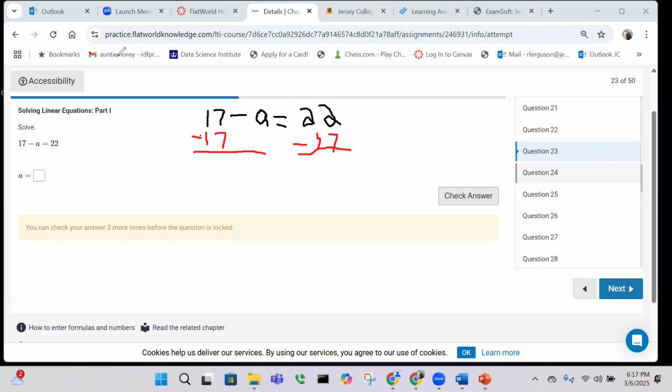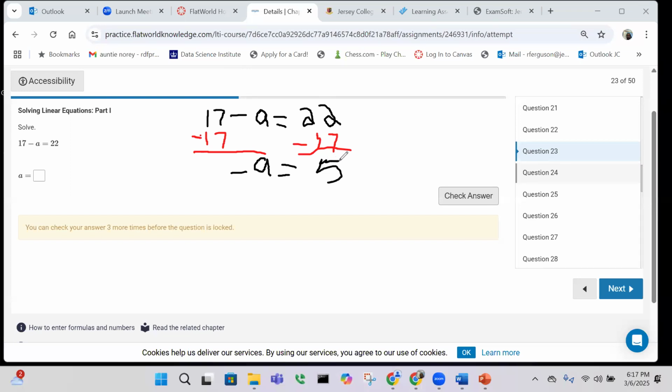Many people say they don't like when I write this part, but it's necessary. For how my mind works, if I just have negative 17, why did I do that? I have to put this bit in because I want whatever number is next to the A to disappear. And how do I make it disappear? I make it a 0. 0 is nothing. So it becomes minus A equals 5.